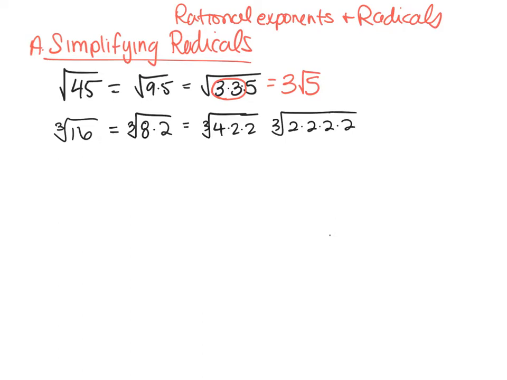Now you could skip all the intermediate, but if it's a cube root, instead of looking for pairs, we're looking for a set of 3 of the same number, right? Because that is a number to the third power. So we're looking for groups of 3 here, and I have 3 2s. So this is going to be 2 cube root of 2.